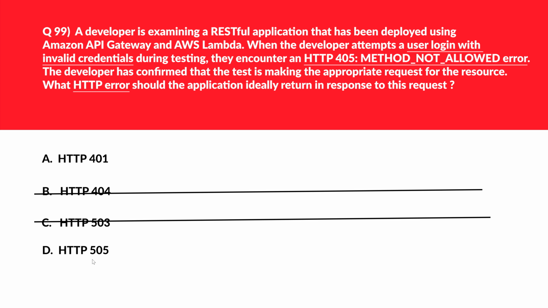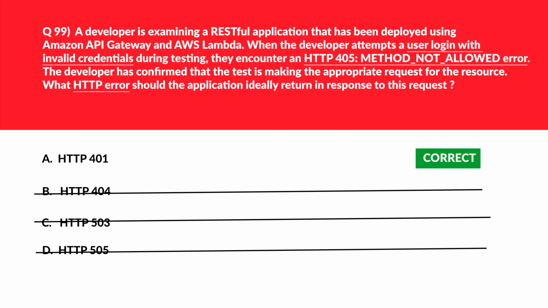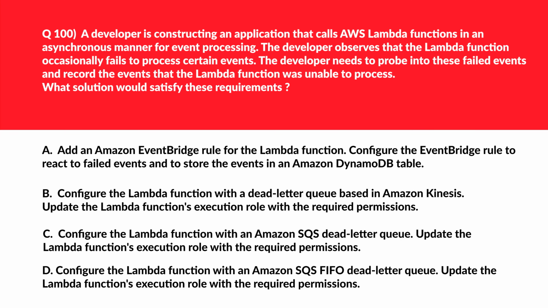Let's now move to option D. D says HTTP 505. So this status code means that the server does not support the HTTP protocol version used in the request. It's a rare occurrence and typically indicates that the client is using an outdated or unsupported version of HTTP. Therefore, incorrect choice. We'll lock option A, HTTP 401, as the correct answer.